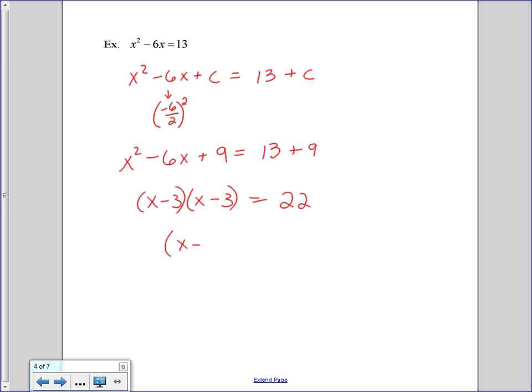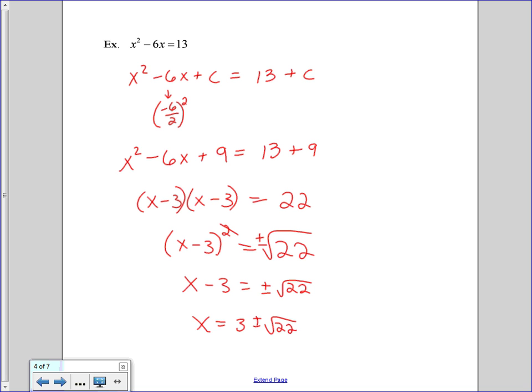Rewrite this with an exponent on it so that you can use square roots to solve this. So we'll square root this, remembering to put a plus or minus in front. X minus 3 equals plus or minus the square root of 22, which can't be simplified. And x equals 3 plus or minus the square root of 22.